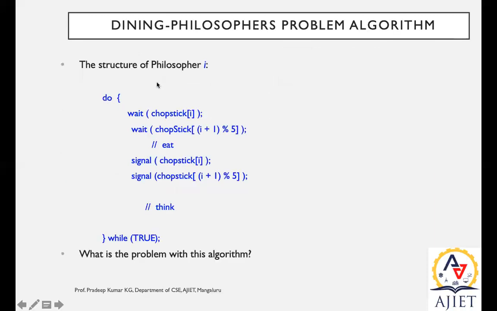So how does it work? The algorithm is like this. Wait on chopstick 1, and if any one person takes another chopstick, they'll start eating. That is signal. And they'll release only when it is done, only when it reaches 5. Then only they may terminate. Again thinking, and so on. So now what is the scenario? What is the problem with this?